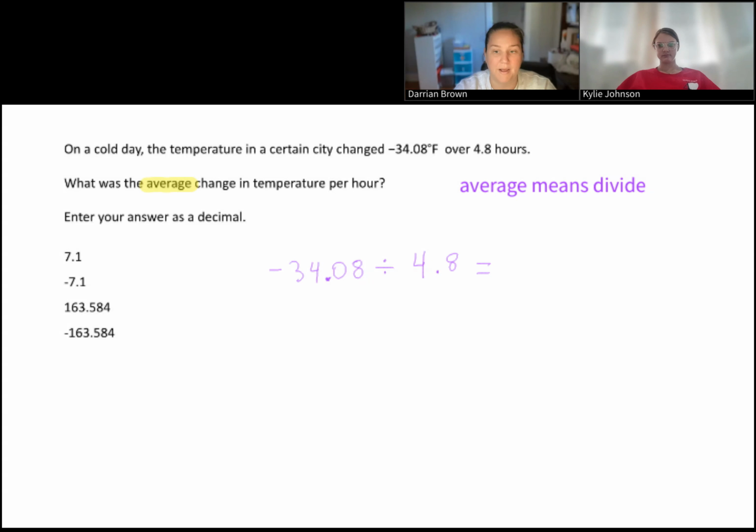We have a negative divided by a positive. Our signs are different, so that means our answer is going to be what? Very good. Yes, our answer is going to be negative. We can go ahead and write that, and that already eliminates 2 of our answers. Good, Kylie. You could also do it that way. And yes, it is negative 7.1 when you divide. Make sure you circle your answer.